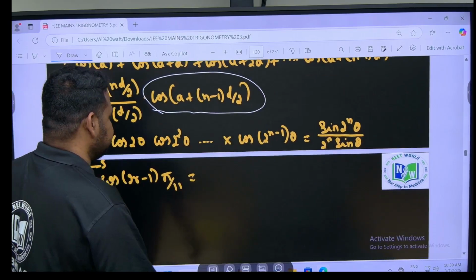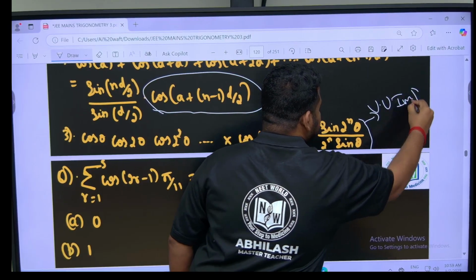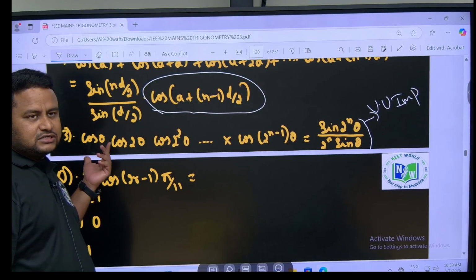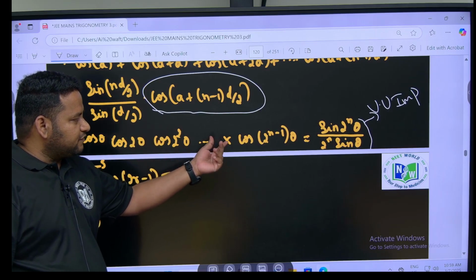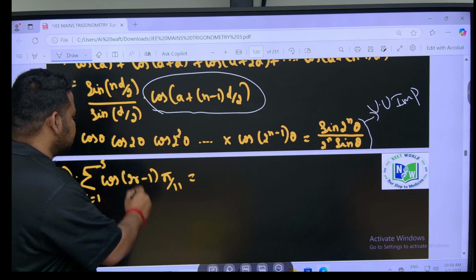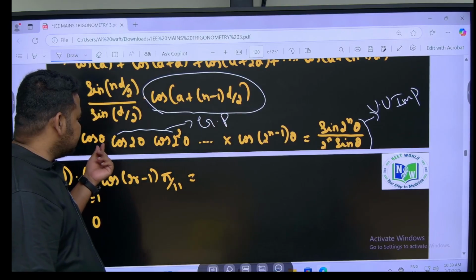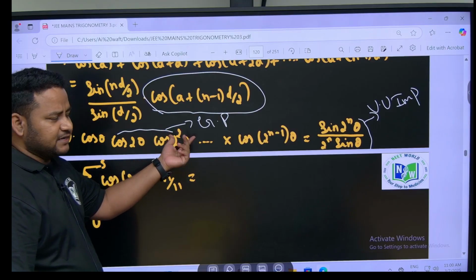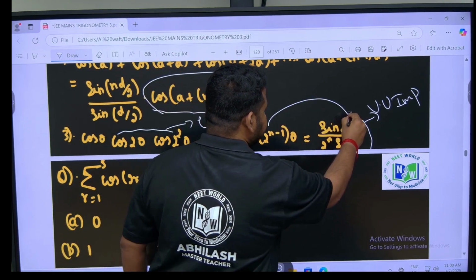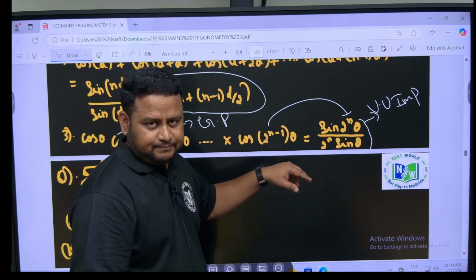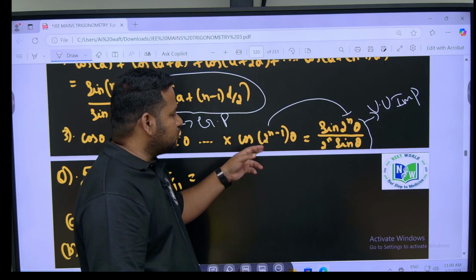Next, a highly important one. This is extremely important. See here, friends. This is cos theta, cos 2 theta, cos 4 theta, up to cos of 2 to the power of n minus 1 into theta. This is in the form of a geometric progression. Theta is becoming double, double is becoming 4 times, 4 times is becoming 8 times, like that. If you add 1 to n minus 1, it will become n, correct?